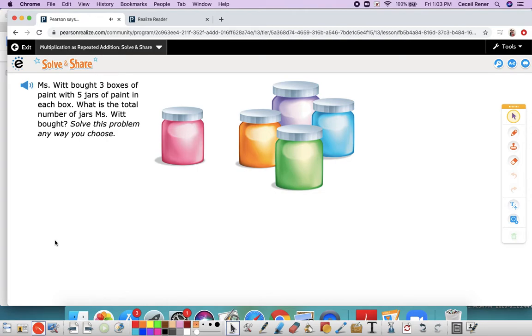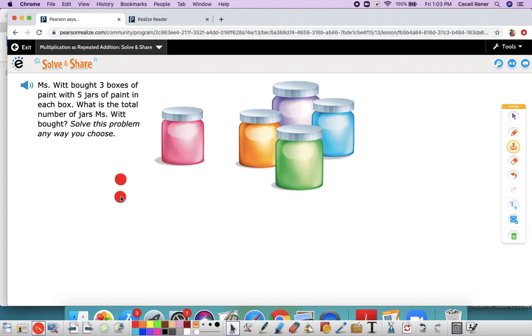Okay, pause the video and work on solving this problem any way you want to solve it. Okay, now we're going to work on solving this together, and we'll see if we solved it the same way. Now, I'm going to use the counters to solve it, which is a way we've done many times, using counters to solve problems. I'm going to arrange them as if I have 3 boxes, okay? Now, I'm going to make 5 jars of paint.